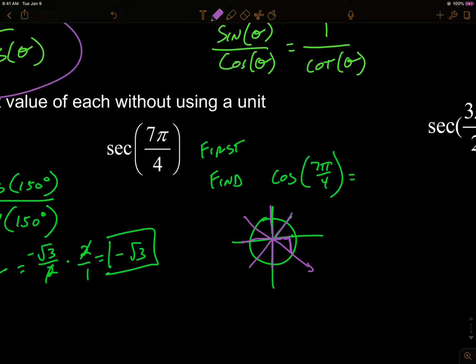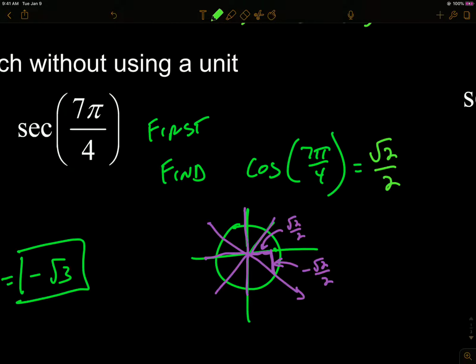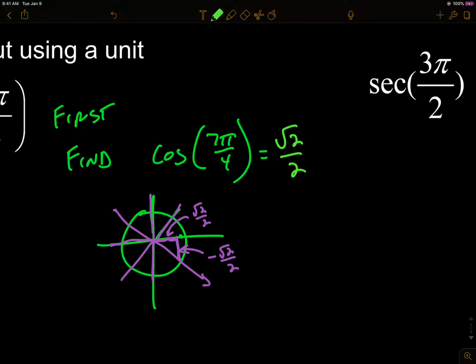Since it's the 45-degree angle, both legs are the same. Let me see if I can zoom in here. So this leg is root 2 over 2, and this leg is negative root 2 over 2 because we're going in the negative direction. So that means this is the cosine, right? The x value, or the horizontal one, is the cosine, and the sine is negative. So the cosine of that is going to be root 2 over 2. But we really wanted the secant, and since we know the reciprocals, I can just flip this answer.